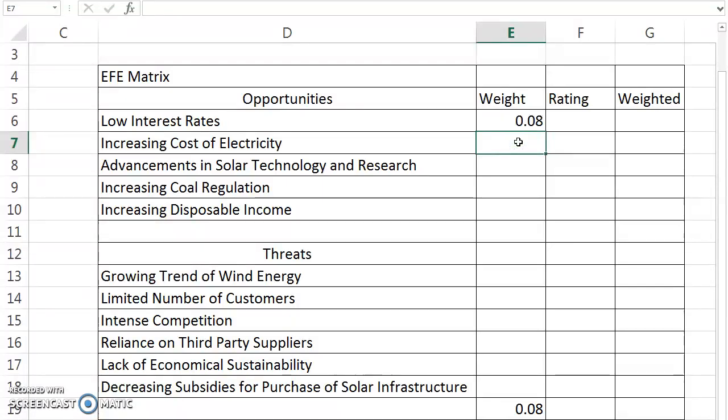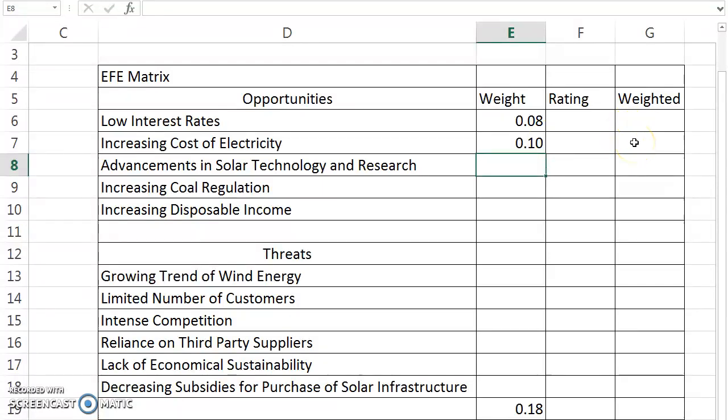The increase in cost of electricity. This is an opportunity for the solar industry. This is a company that produces solar panels and solar energy generation. It's called SunPower, and as we know, as the cost of electricity goes up, people are going to start looking for an alternative. Increasing cost of electricity means that the demand for solar is going to increase. I think this is maybe a little more important than the low interest rate, so I'm going to maybe give it a 0.10.